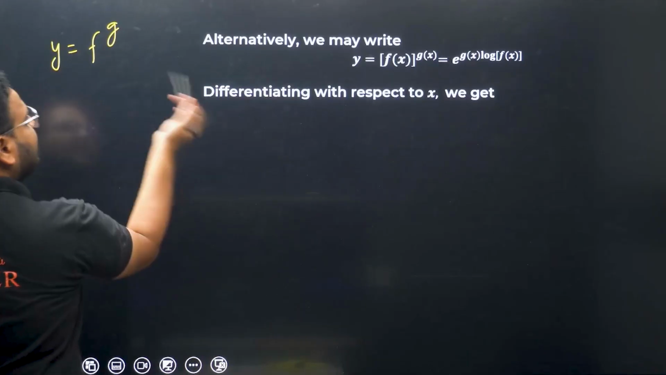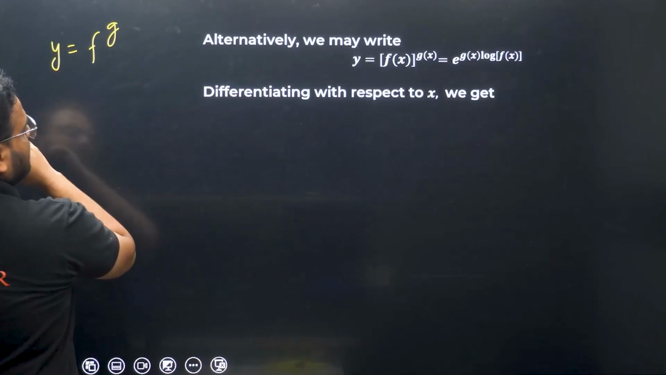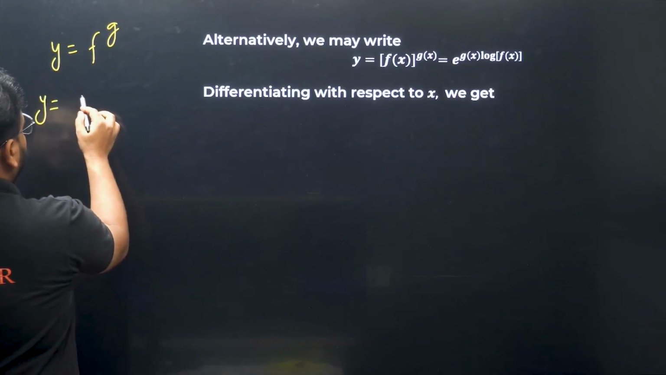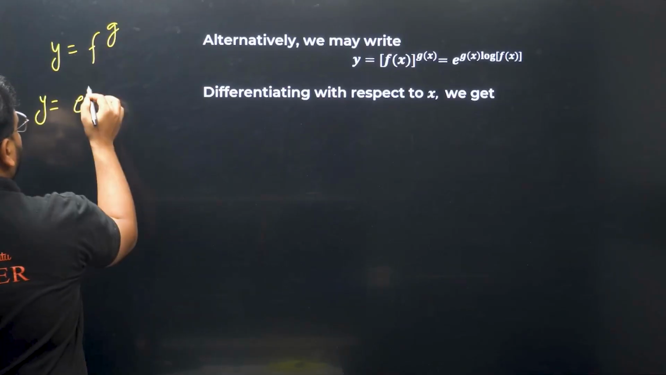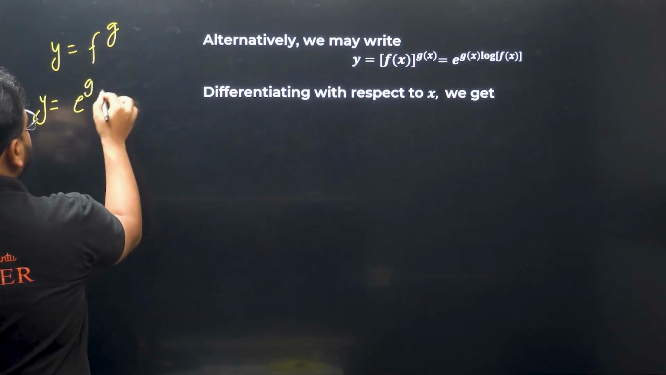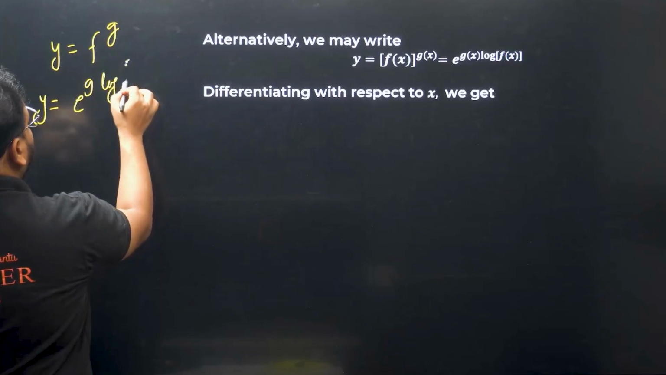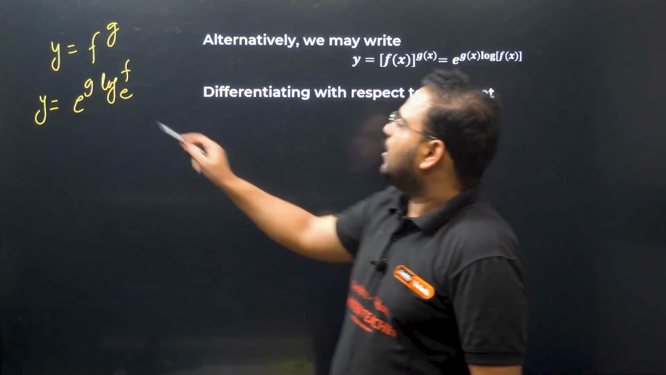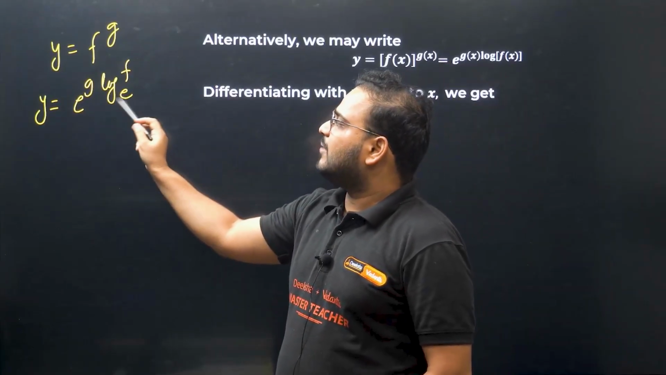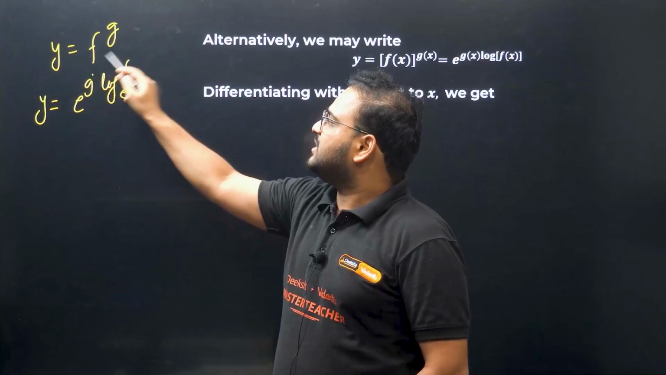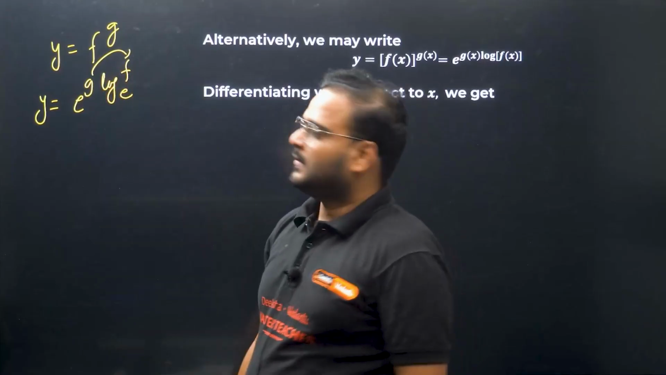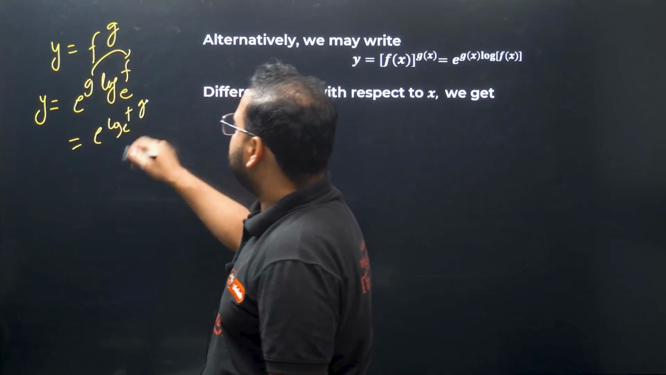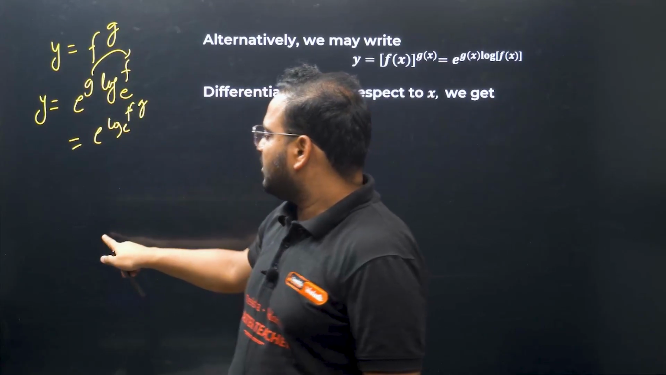So what we can do is take the exponent on both sides. I'll take e power g log f with the base e. Please check. This e and the log e will cancel each other. It will turn out to be f power g only, right? If I write this as e power log e of f power g, same thing. It's not fg, it's f power g.